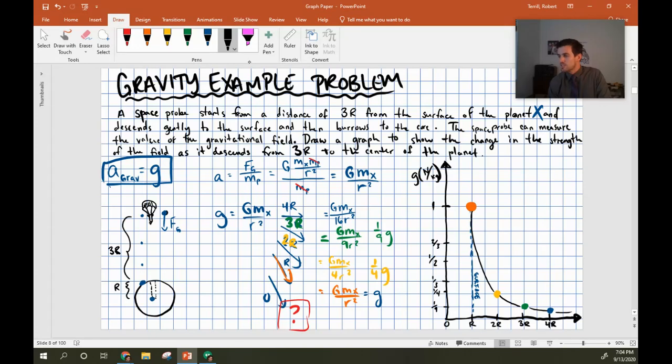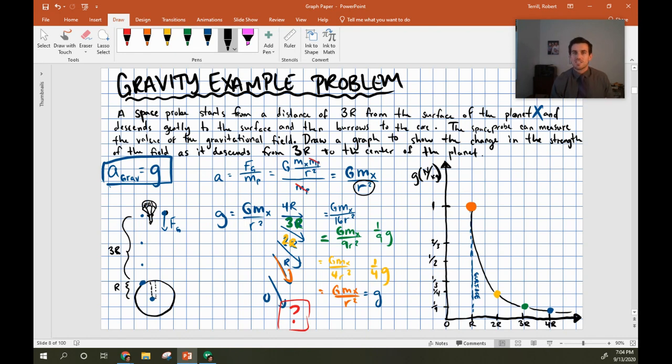And it makes sense that it's a parabolic curve because we have the r squared in the denominator. That means that it's an inverse relationship and it's an exaggerated inverse because it's squared. So that's where that's coming from. But then from here to like the center of the Earth, that's where the real question comes up, and that's where students tend to stumble a little bit.